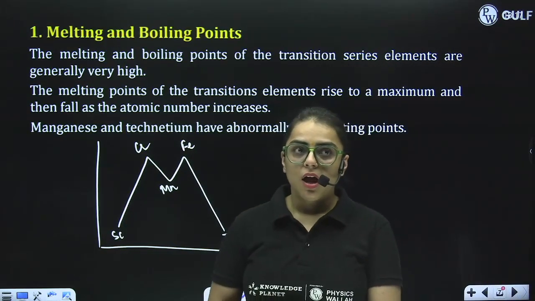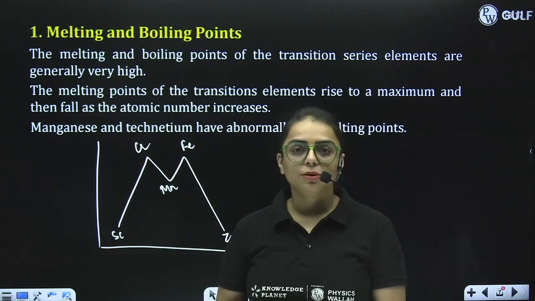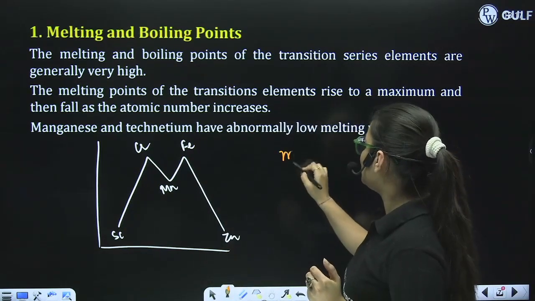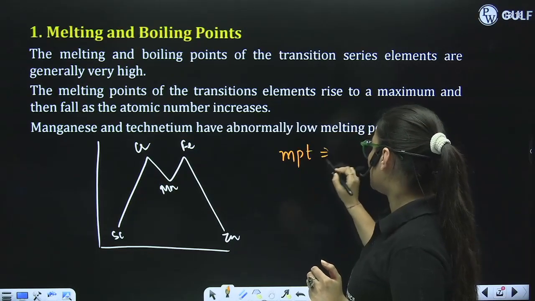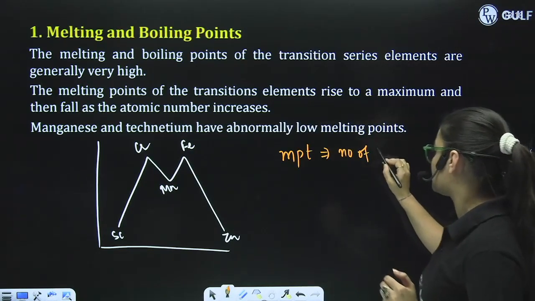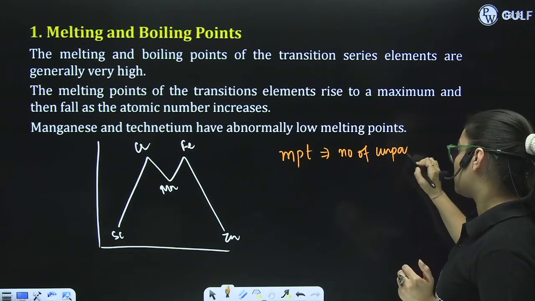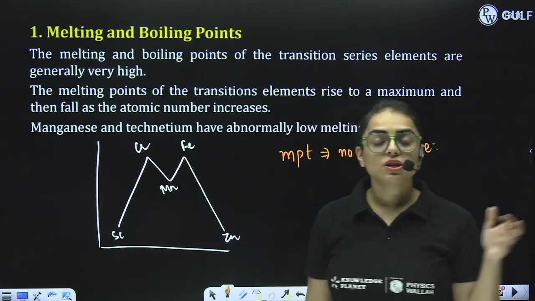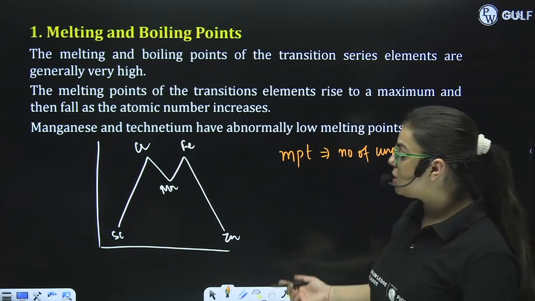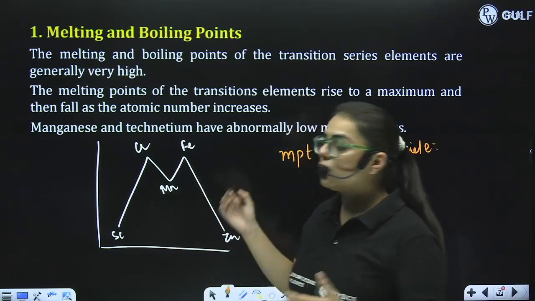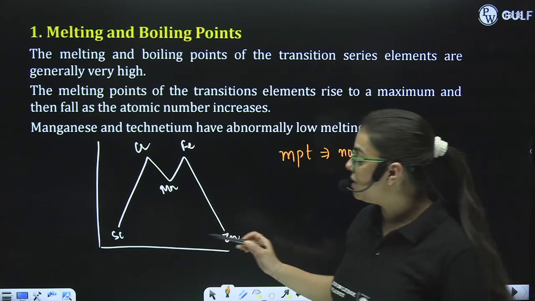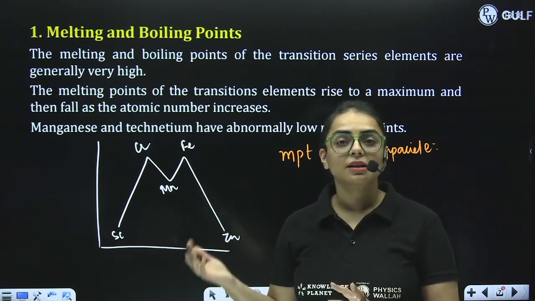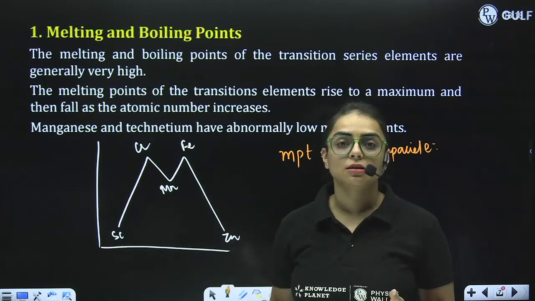If I talk about the 3d series over here, students, you should know that melting point always depends upon the number of unpaired electrons. The more the unpaired electrons, the more the melting point. Also it depends upon the metallic bonding. From scandium to chromium, the number of d electrons and the number of unpaired electrons are increasing, so the melting point will increase.